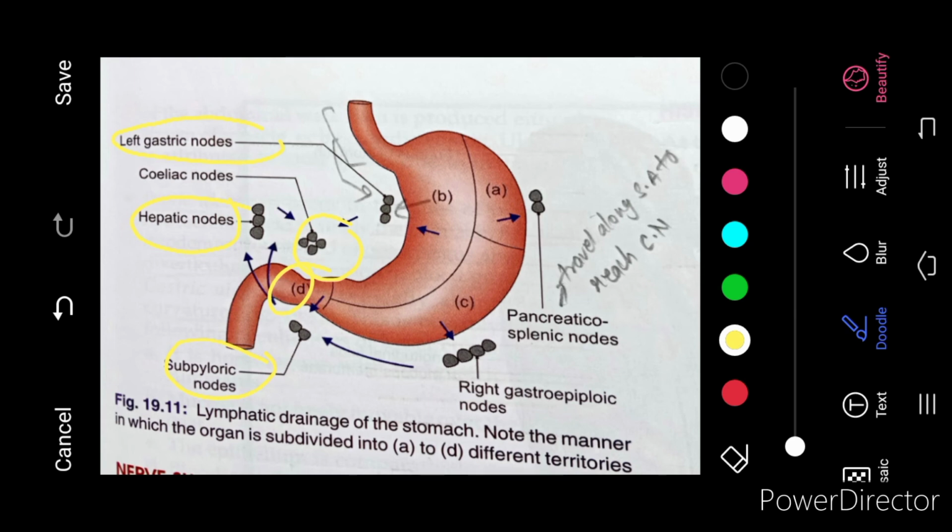and from celiac nodes it goes to intestinal lymph trunk, and from there the lymph finally drains into the cisterna chyli.